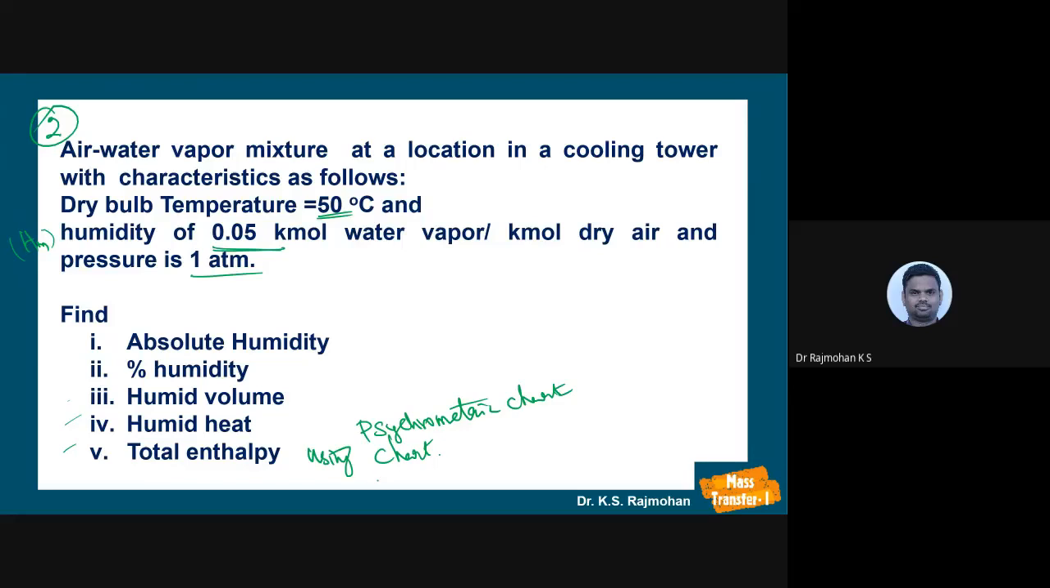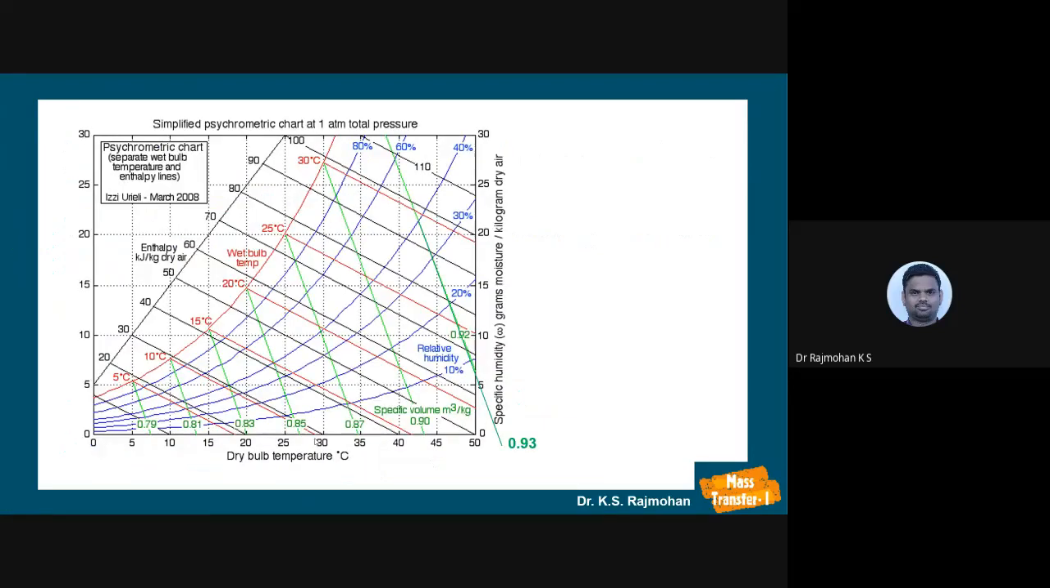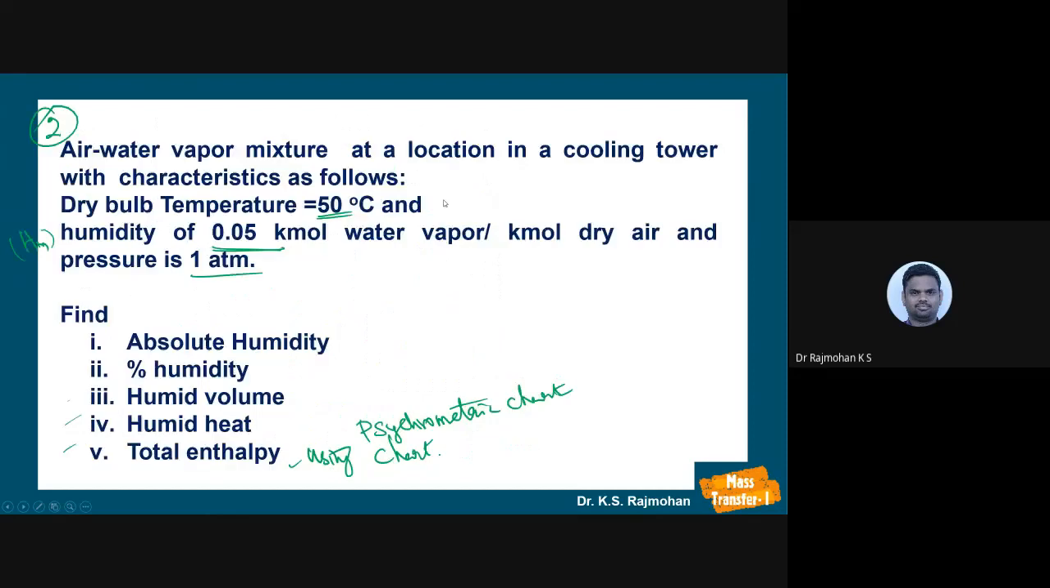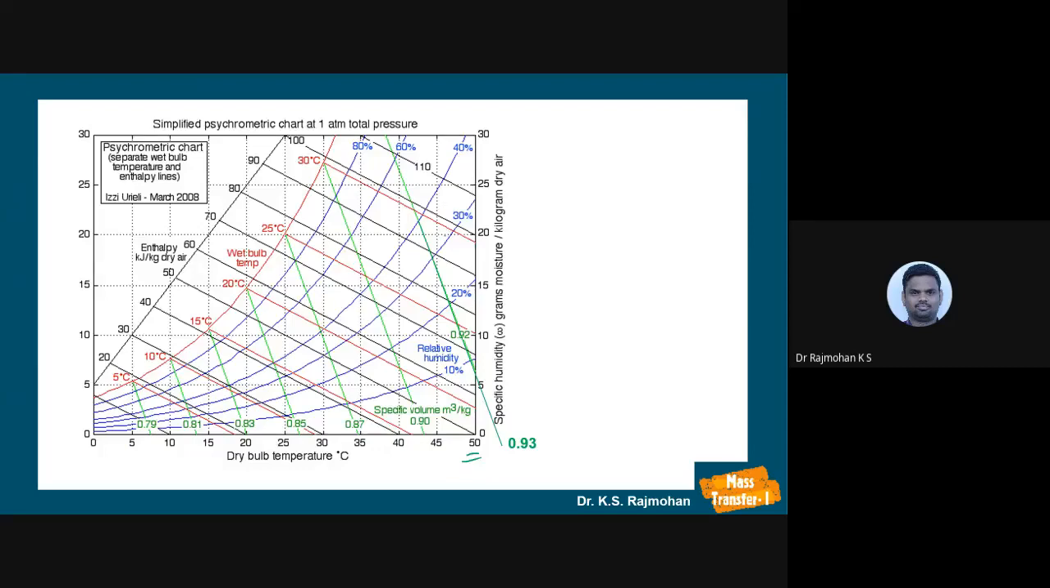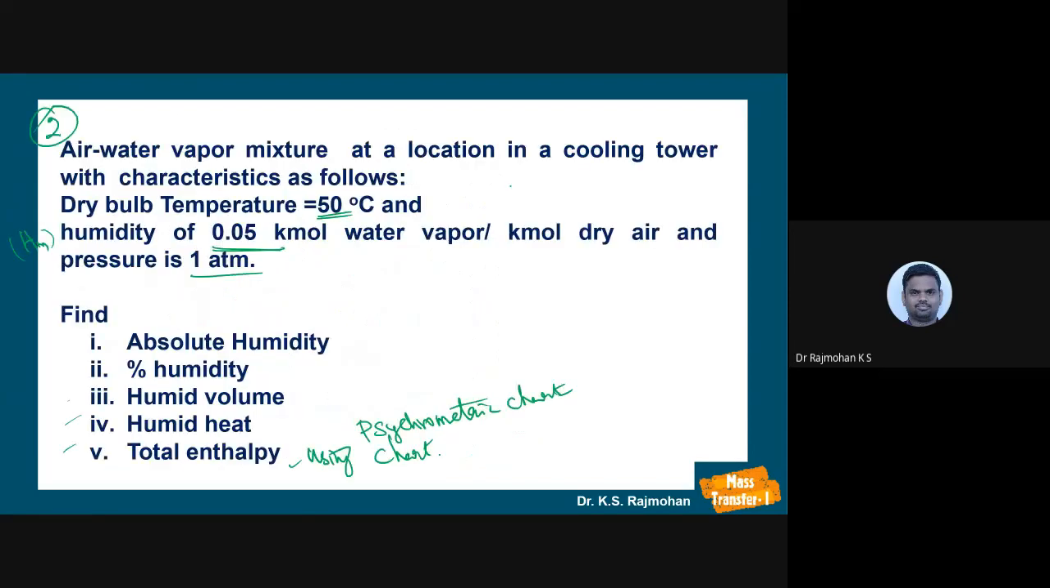Okay, first we will do using this. Take a chart where we get the value of 50. Okay, so in this chart, 50 is there, and what is the other data given? 0.05 kilomoles of water vapor per kilomoles of dry air. What is the unit given here? It is in grams per kg it is given.